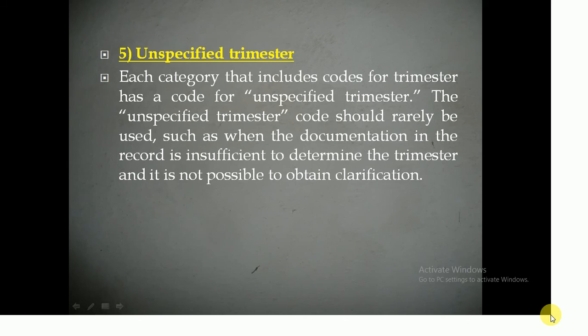Unspecified trimester. What is unspecified trimester? Sometimes in the medical report the physician will not document in which trimester she is, that is, how many weeks she is, like whether she is in 25 weeks, 35 weeks, 21 weeks. The physician will not document. Or there is insufficient data to determine in which trimester she is, or it is not possible to obtain the clarification, he is not confirming properly.